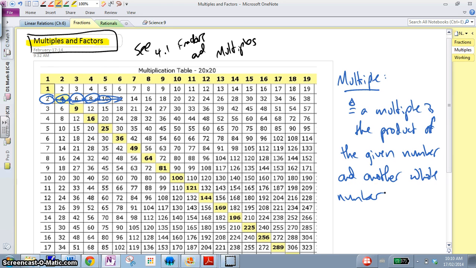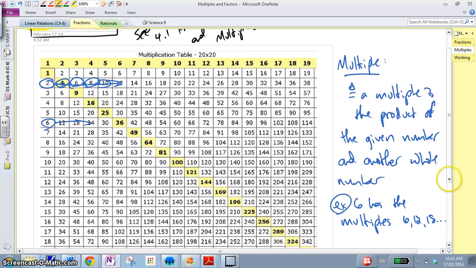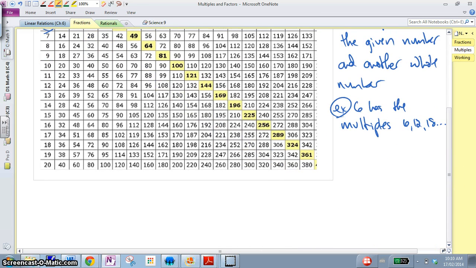So we're going to build on this idea, but you saw if we had two, the multiples were 4, 6, 8, 10. We could put in an example here if we're talking about 6. The multiples of 6 are just along this row, right? 6, 12, 18, and so on. Alright, that's the first idea. And we need that, again, to build into fractions.